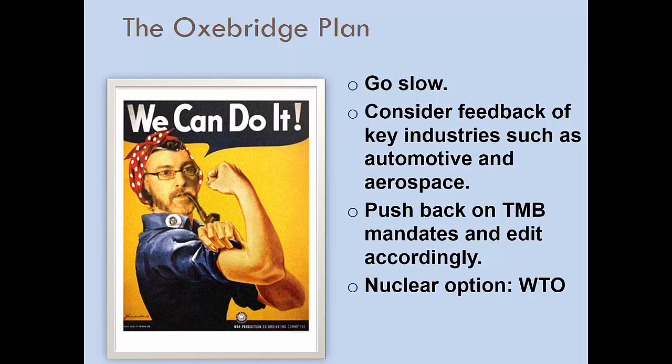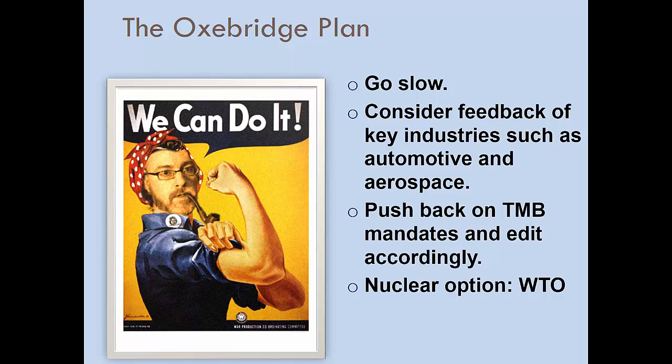We also asked the TC-176 to push back on TMB mandates and edit accordingly, so that they didn't have to accept these TMB mandates. And they could say, listen, we're not going to do this. We're going to do it this way by invoking their own ISO procedures. And then the nuclear option was that they could go to the WTO.